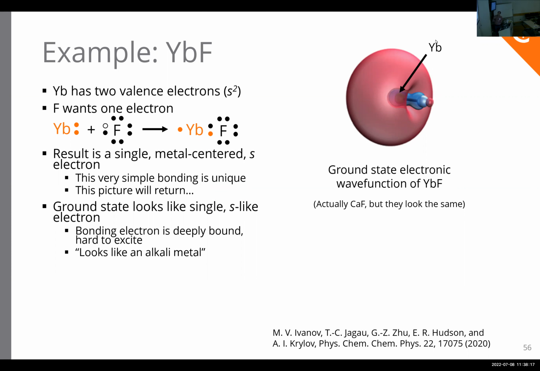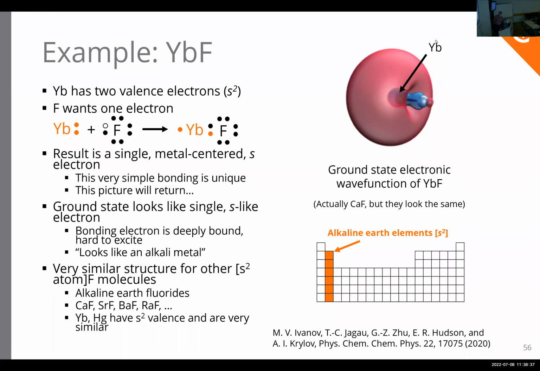The ground state looks like a single S-like electron. This other electron is deeply bound in a bonding orbital, so it's basically just gone. The valence electron is really just this one. So it looks like an alkali metal, a hydrogenic thing in some sense, a single valence S electron. And this structure is basically the same for other atoms with an S2 valence bonded to fluorines, like anything in this column: beryllium, magnesium, calcium, strontium, barium, radium fluoride, very similar. Ytterbium and mercury have similar valence, even though they're over here and over here.